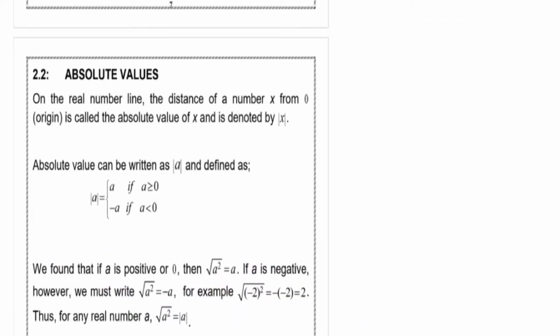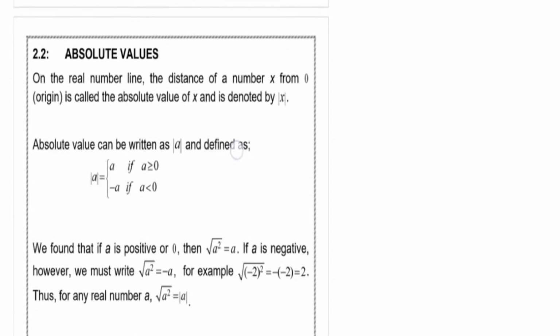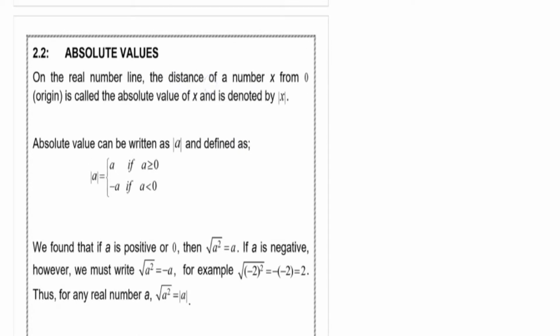Today I'm going to introduce absolute values. So what exactly is absolute value? The formal definition of the absolute value is the distance of a number x from the origin, denoted by modulus of x. Dalam bahasa mudahnya, absolute value ialah jarak sesuatu nombor itu dari origin.